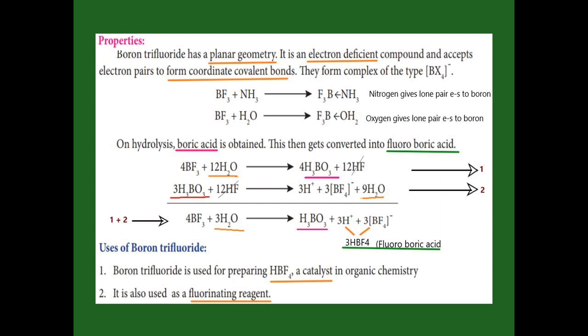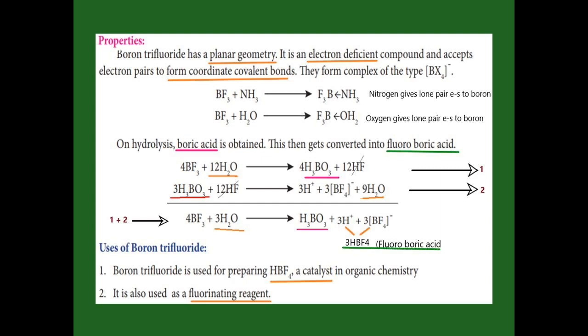Now, see the reaction. Boron trifluoride reacts with water. First of all, it gives H3BO3, that is boric acid, along with 12 moles of hydrogen fluoride. Again, that boric acid reacts with 12 moles of hydrogen fluoride. That boric acid splits into H plus and BF4 minus plus 9 moles of water. Now, adding these two reactions, we get 4 moles of boron trifluoride with 3 moles of water. There are 12 moles of water on the reactant side and 9 moles on the product side, so 12 minus 9, we get 3 moles of water in the final reaction.